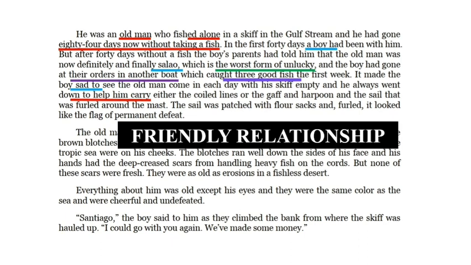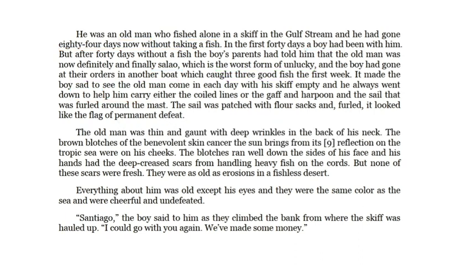Okay, so the boy always went down to help the old man carry either the coiled lines or the gaff or the harpoon and the sail that was furled around the mast. The reference here is definitely to all the fishing equipment or tools, if you wish, primitive, simple tools the old man uses to fish. The sail was patched, the white sail of the boat, which is usually made of cloth. The sail was patched with flour sacks and furled. It looked like the flag of permanent defeat. This line is highly symbolic.